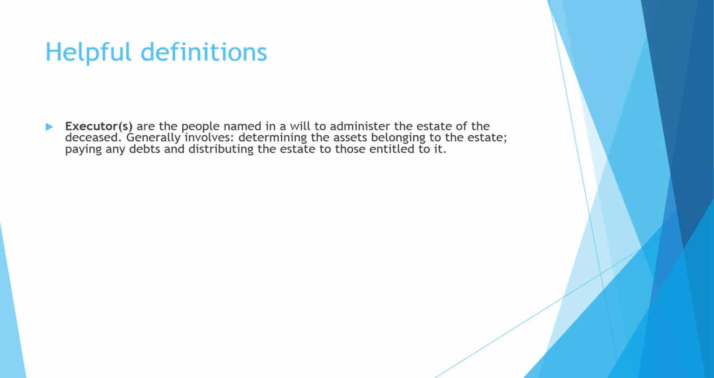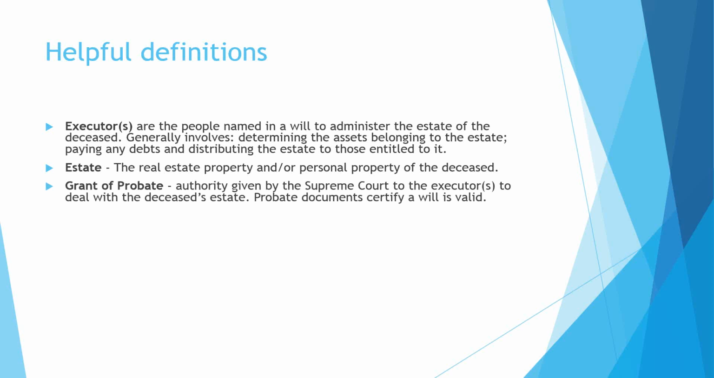The estate, when we talk about that, we're talking about their property, so their real estate, their land, houses, that kind of thing, and also the personal property of the deceased, so their personal belongings. A grant of probate is the authority given by the court to the executor to deal with the deceased estate and to certify that that will is the valid legal document.